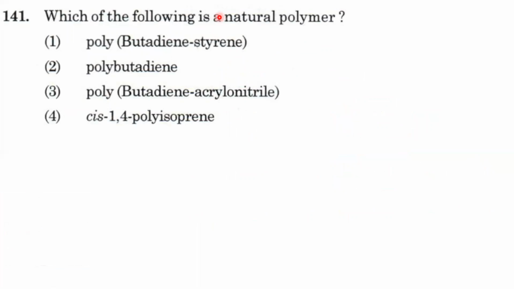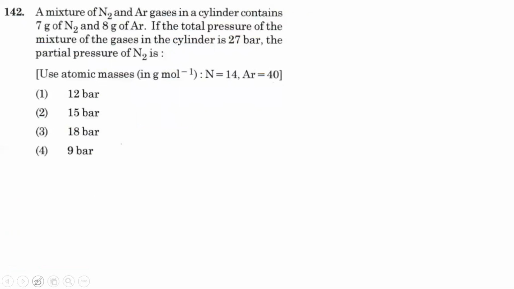Now, which of the following is a natural polymer? Natural polymer is the question. Natural polymer is cis-1,4-polyisoprene. That is rubber. Cis-1,4-polyisoprene is called rubber. Next question we will take.